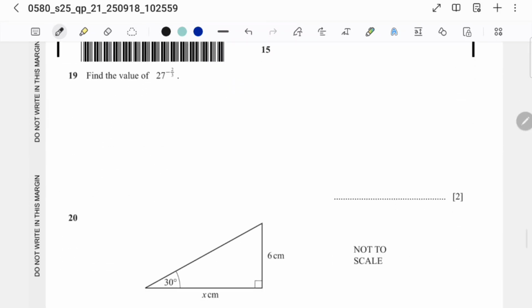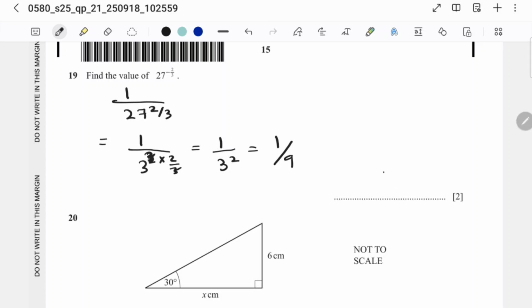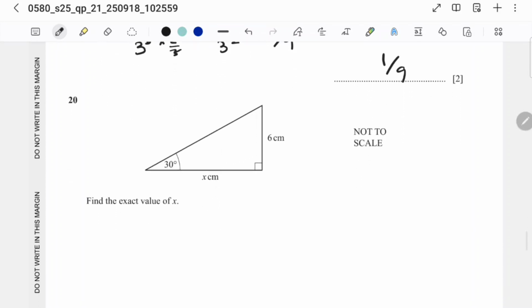Okay, now the next question, number 19. 27 power minus 2 over 3. In this question, first of all, we write down the positive one, and then we can write down 1 upon 3 square into 2 over 3. Cancel. Wait, it is 3 cube to the power 2 over 3. 3 cancel. 3 cube is 27. So 1 over 3 square is left only, and that is 1 over 9. For no confusion, I'm doing it again. 3 cube into 2 over 3, just cancel, and then it remains 1 over 3 square, which is 1 over 9.